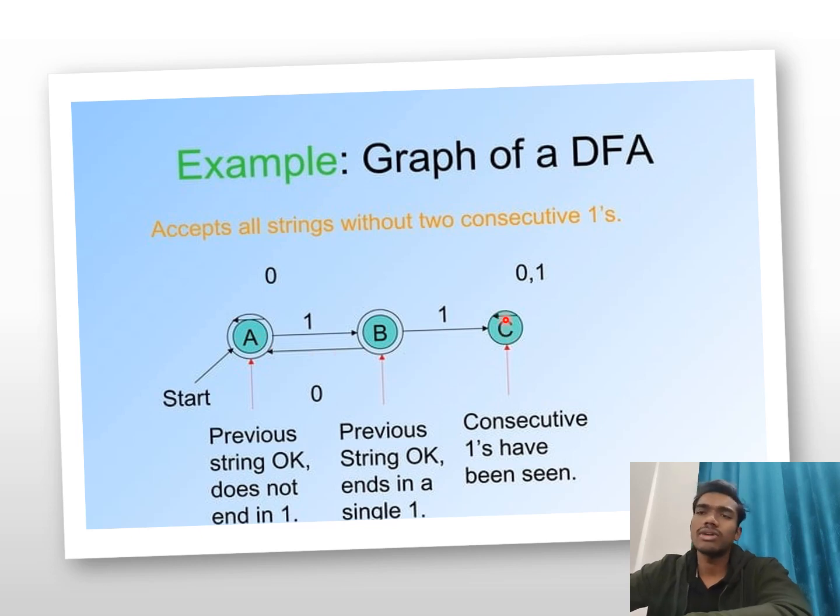And C is not a final state, so here basically this is for all the strings without two consecutive ones. So we can see if one has come, and the other time one comes, it will end up on a state which won't be a final state. So from here, if it's again 0 or 1, it will be repeating on C itself. And if it's a single one, it will be going to a final state. If it's a single one, then again 0, then again a final state, and again if there is a non-consecutive one, then again it will be rotating among final states.